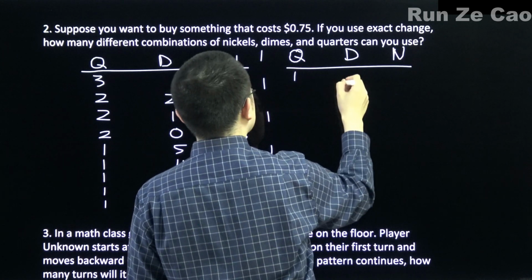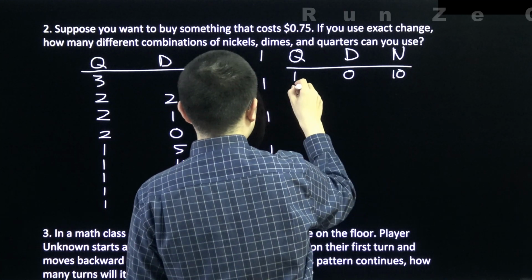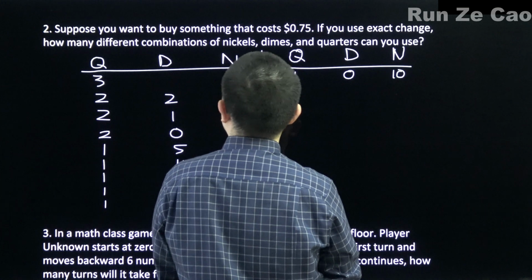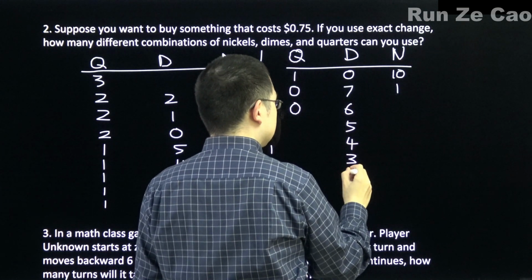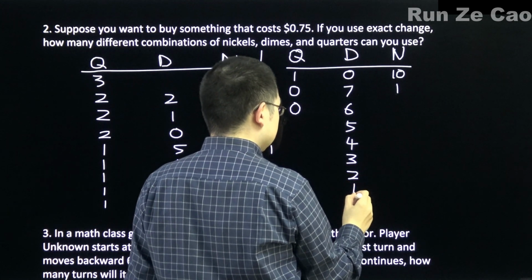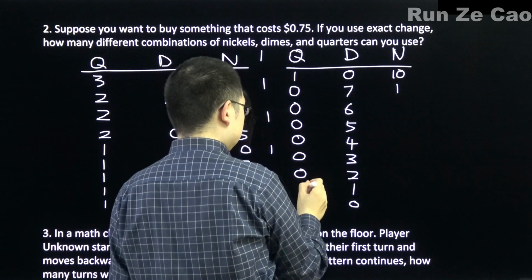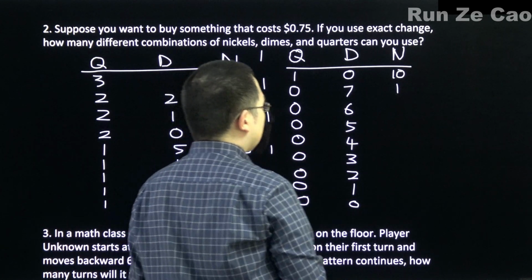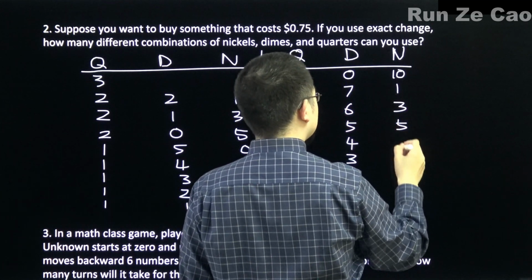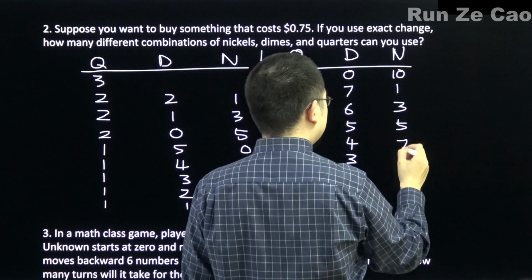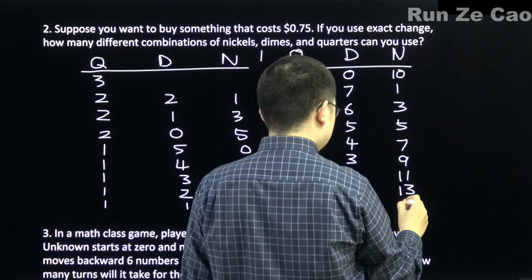Now, what's left? 1 quarter, 0 dimes, and 10 nickels. And then there's 0 quarters. How many dimes? 5, 4, 3, 2, 1, and then 0. None of these have any quarters. Okay. 6 dimes, that would be 3 quarters. 5 and 5, 4 and 7, 9, 11, 13, 15.